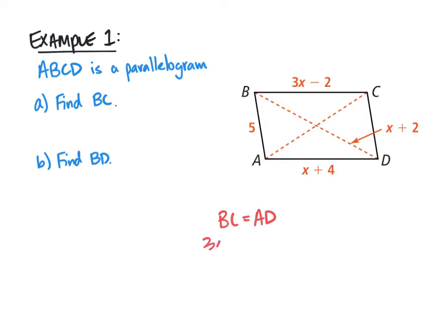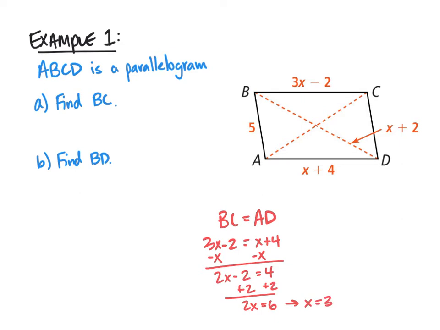And now if we substitute 3x minus 2 for the length of BC and x plus 4 for the length of AD, we can solve this equation pretty quick. We're going to subtract x from both sides. That'll leave us with 2x minus 2 equals 4. We'll add 2 to both sides, and that means that 2x equals 6, which would tell us that x is equal to 3. Now the length of BC is going to be 3 times 3 minus 2, which is going to be equal to 9 minus 2, which is 7.